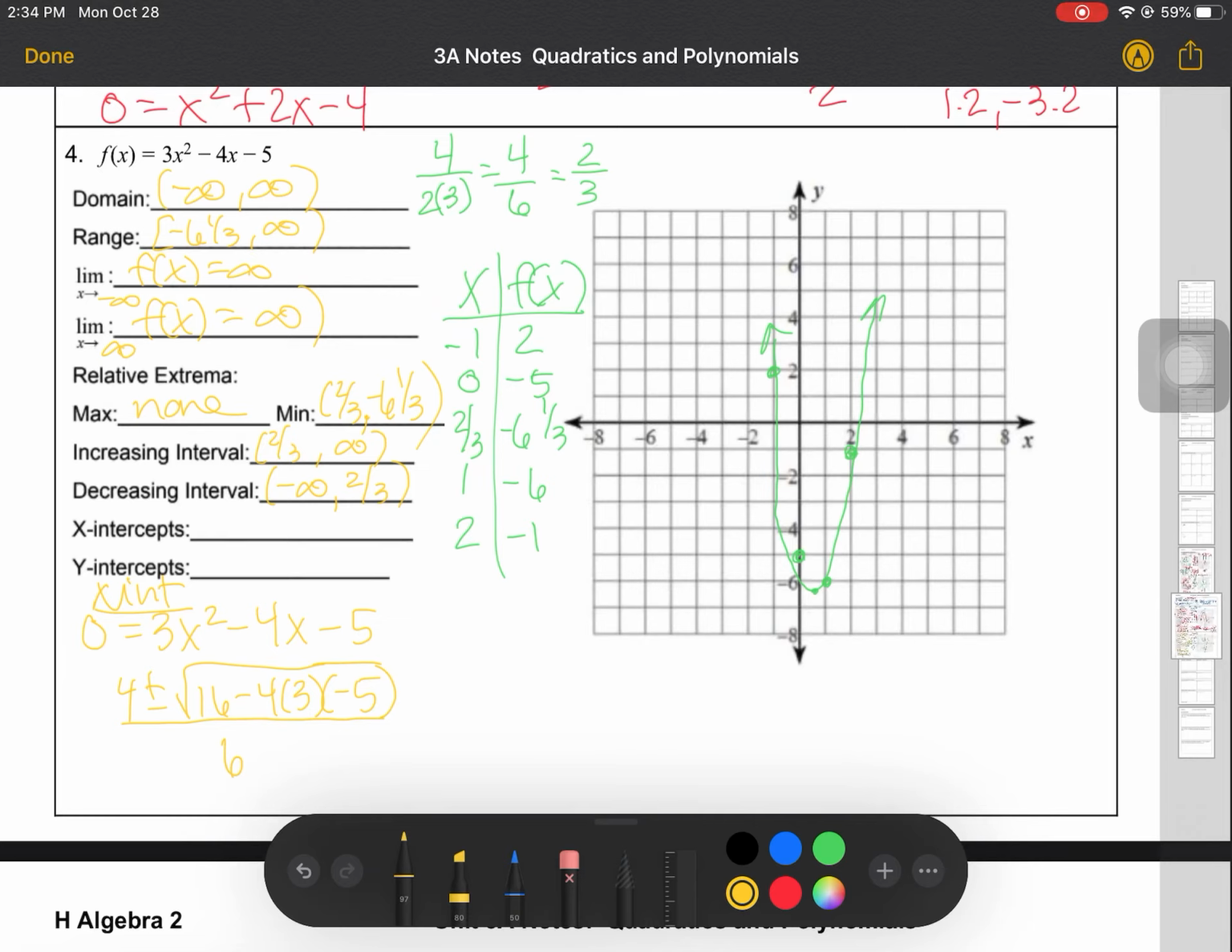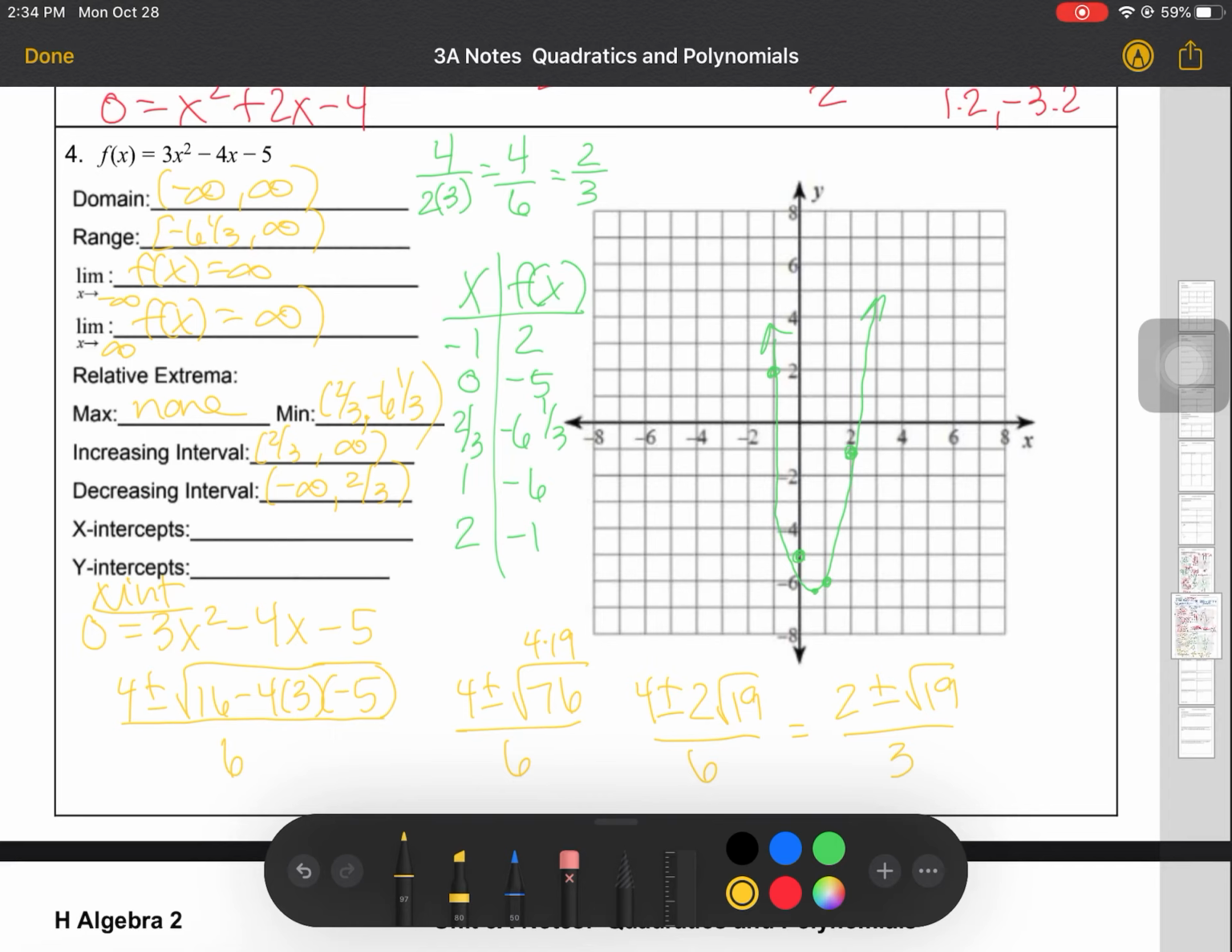Which gives me 76 under that radical. When I simplify it, 76 is 4 times 19. So this is 4 plus or minus 2 root 19 over 6. And a 2 goes into all of those. So this is going to be 2 plus or minus the square root of 19 all over 3.